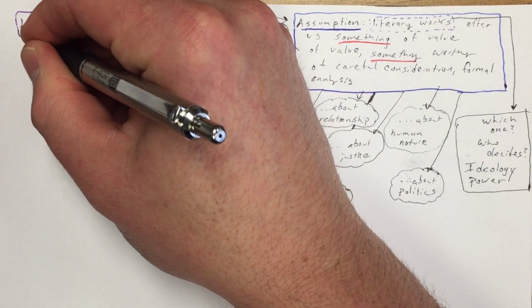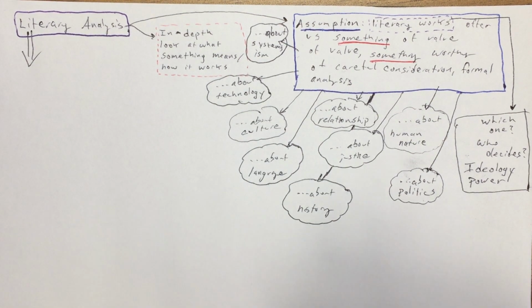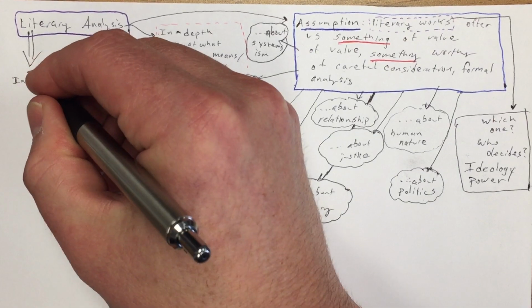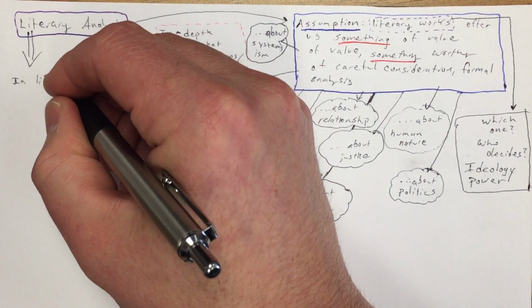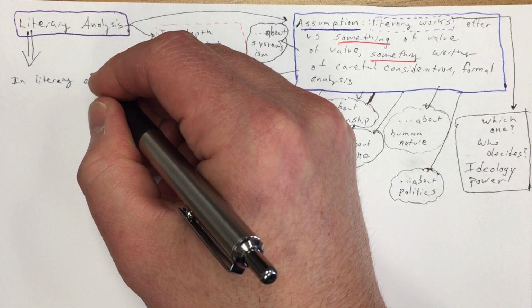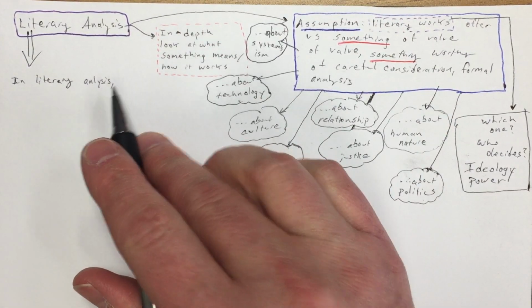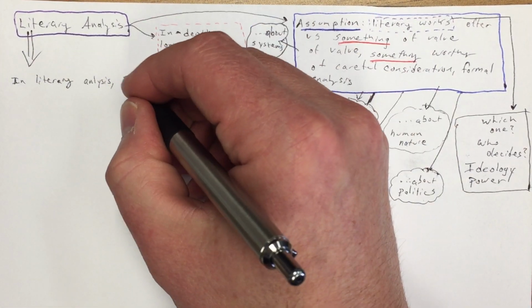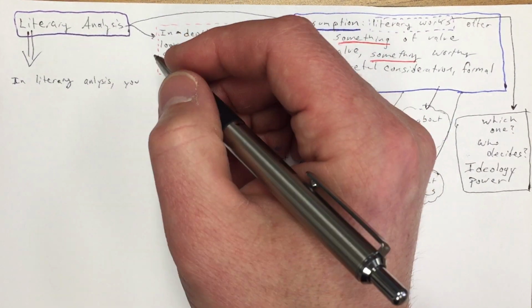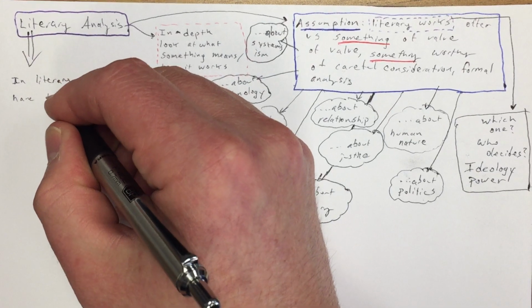Double line, look out. This is the second thing that you need to consider when you're examining or thinking about literary analysis. And the second thing is this. In literary analysis. And this is the good part, maybe? It's a good part for me. In literary analysis, you, the writer, the person I'm speaking to right now, you have the power.